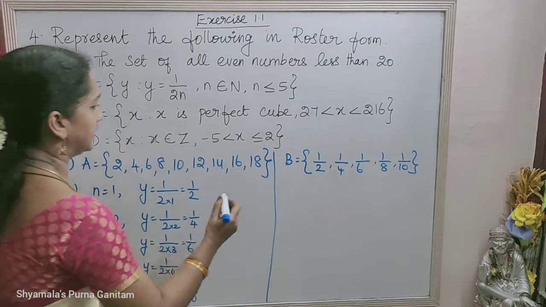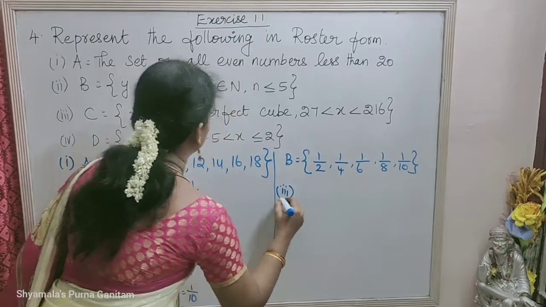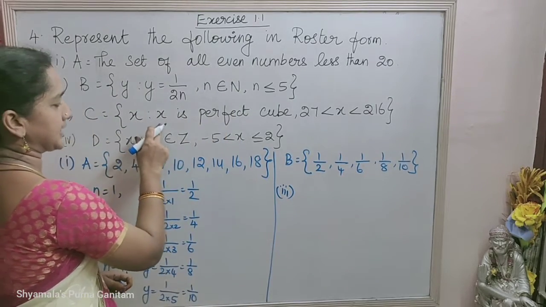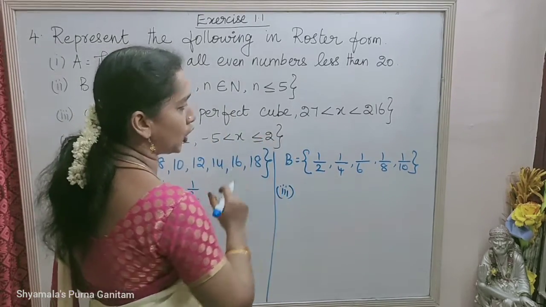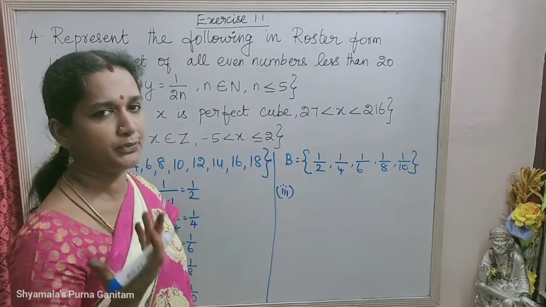That's all. Then the third one. The third one is C is equal to x such that x is a perfect cube. What do you mean by perfect square, perfect cube and all?